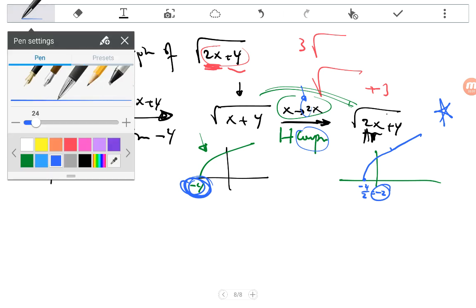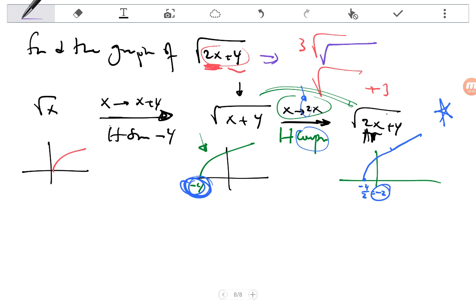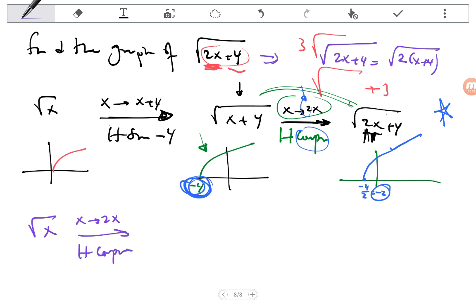How? I just see this function, root 2x plus 4, like this: I can take 2 as a common factor. So how would I start? I would start with x, then I take every x to be 2x. That is a horizontal compression by factor 2. So that will be like this, and that will be root 2x. Okay?